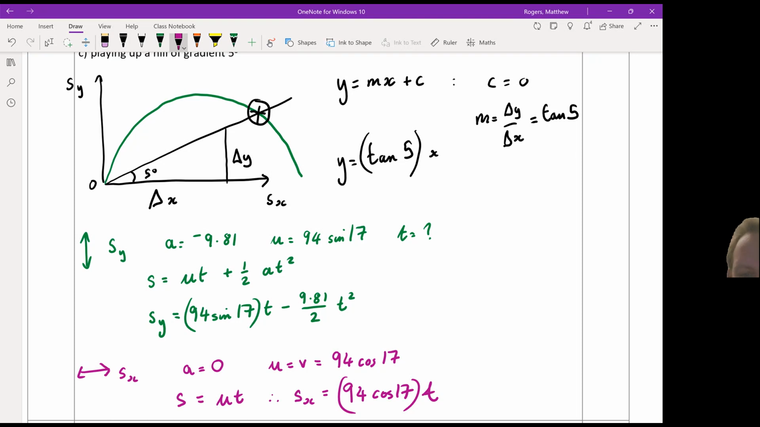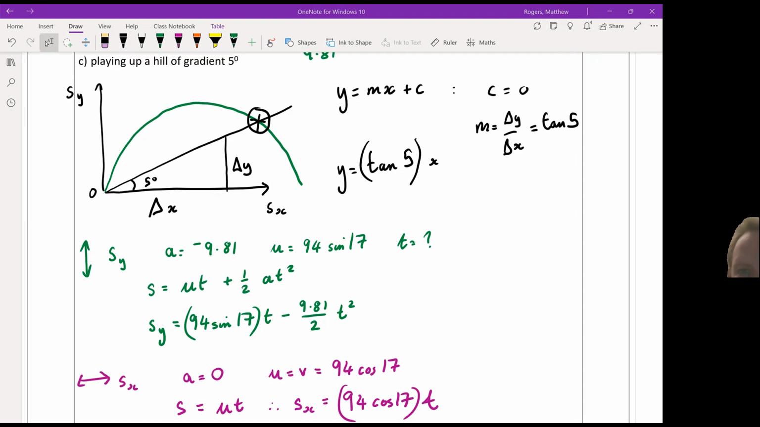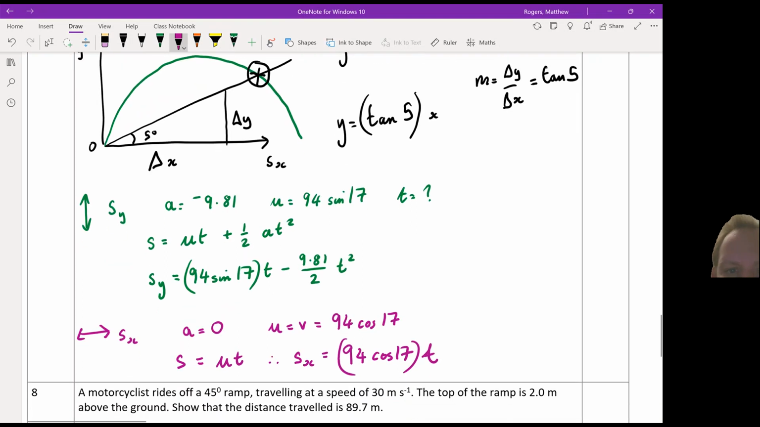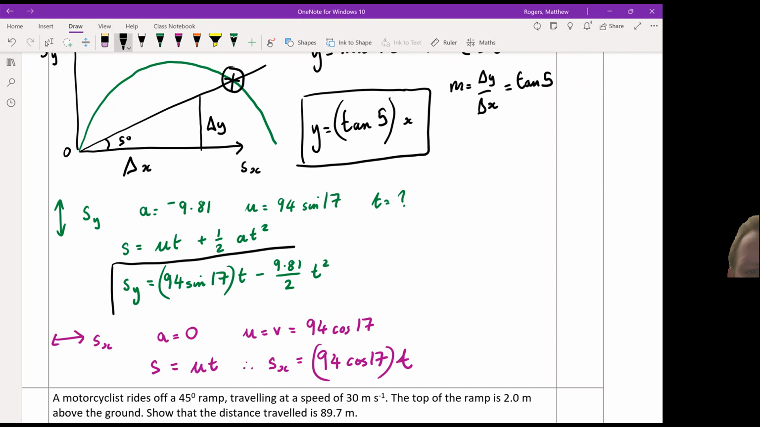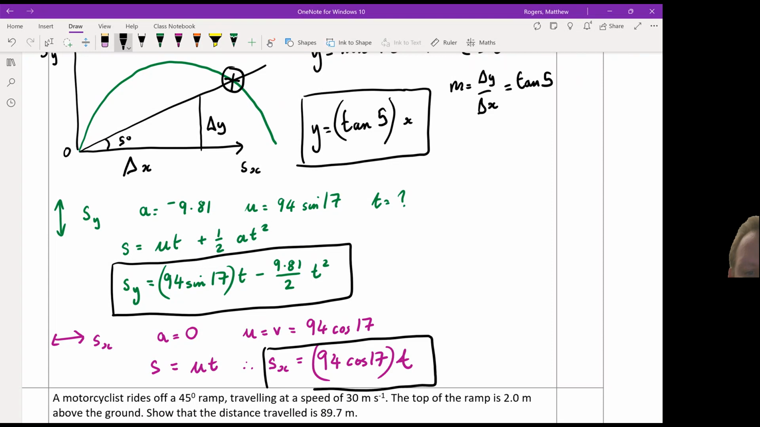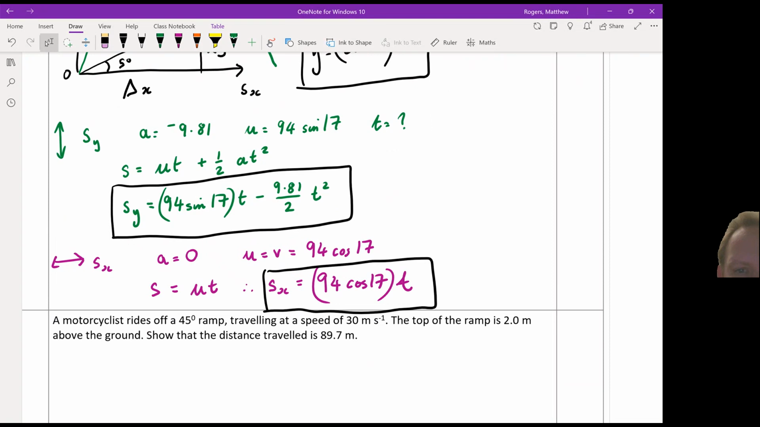But we know when it hits this line, the displacement in the y direction must be equal to tan 5 times the displacement in the x direction. So we can put these three equations together. We're going to substitute in our values of the displacement in the y direction and the displacement in the x direction to this equation.